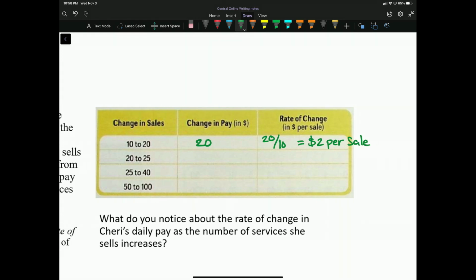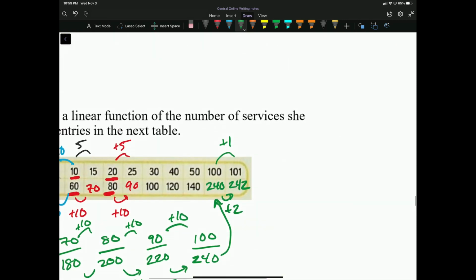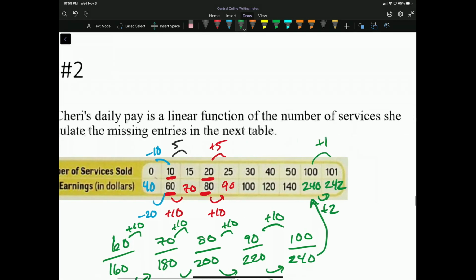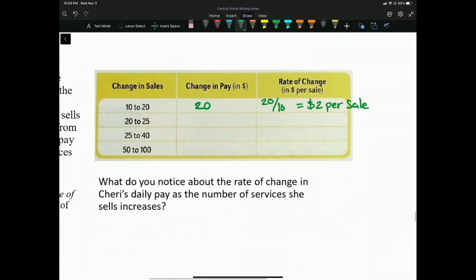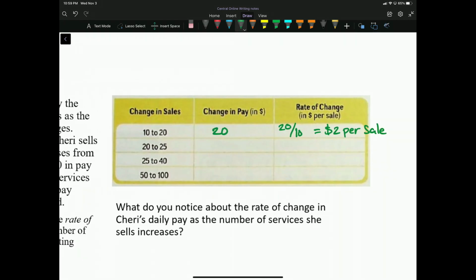Right? So again, let's go 20 to 25. Let's take a look at that. Changes in sales from 20 to 25. We went from 20 to 25, I'm increasing by 5. My pay increase was $10. All right, so if we increase from 20 to 25, my change in pay was $10. So I can write my change in pay on top. My independent variable, the number of sales, was going to be 5. So again, 10 divided by 5 is going to be $2 per sale.